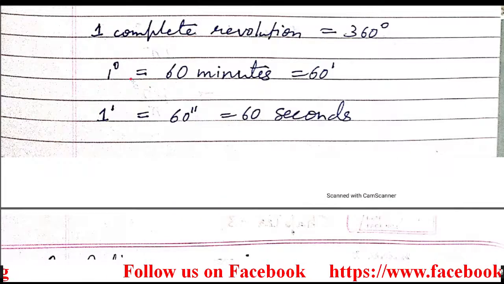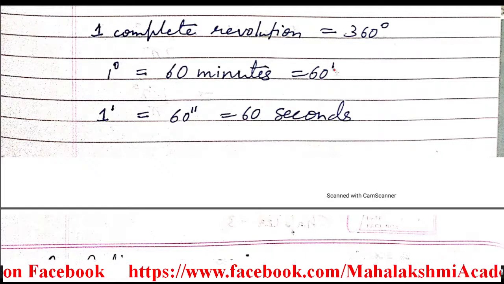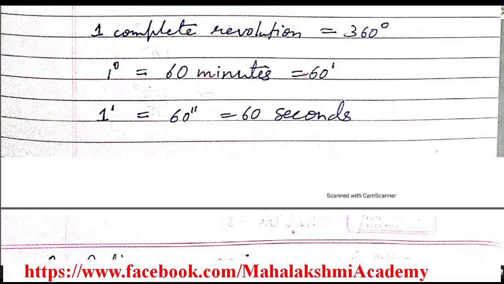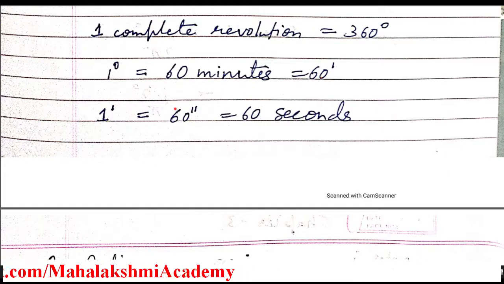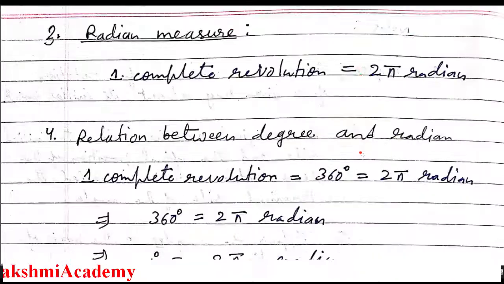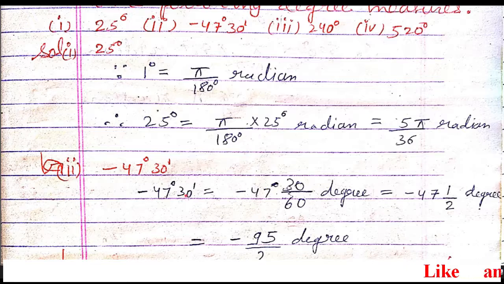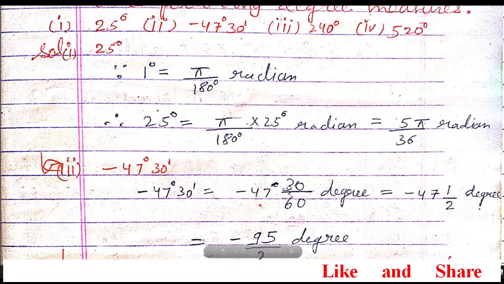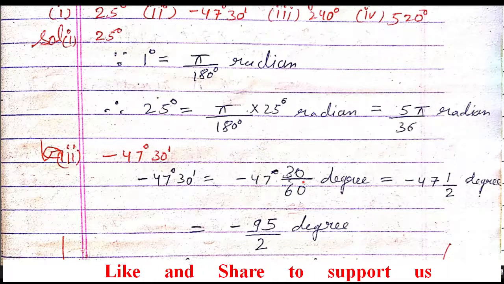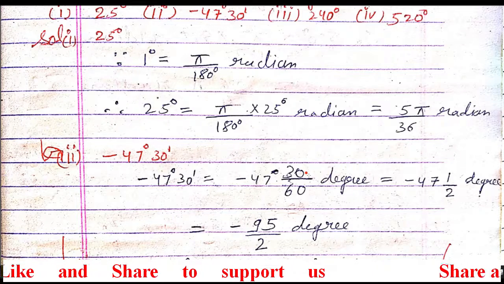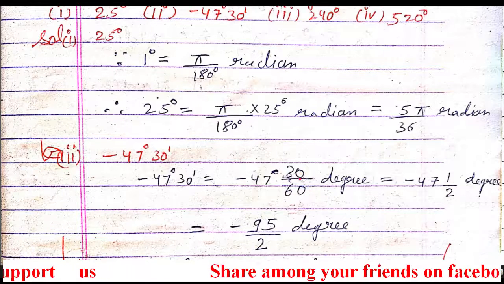Here, 1 degree is equal to 60 minutes. So if you want 1 minute, then how much is it going to be? The 60 will come down. So 1 minute is equal to 1 upon 60 degree. So students, in this question, to change it to degrees, 47 is already in degrees. To change 30 also into degrees, we'll multiply it by 1 upon 60, because just now I made it clear that 1 minute is equal to 1 upon 60 degree. That's why the 60 came down.